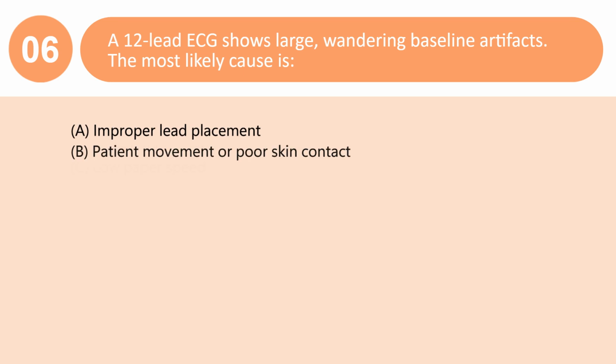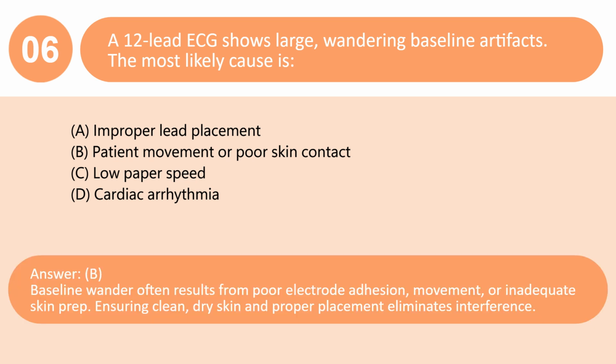A 12-lead ECG shows large, wandering baseline artifacts. The most likely cause is: A. Improper lead placement. B. Patient movement or poor skin contact. C. Low paper speed. D. Cardiac arrhythmia. Answer: B. Baseline wander often results from poor electrode adhesion, movement, or inadequate skin prep. Ensuring clean, dry skin and proper placement eliminates interference.